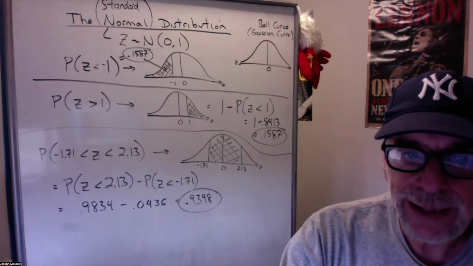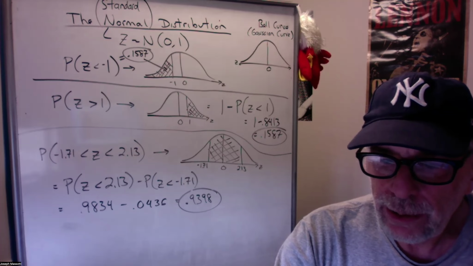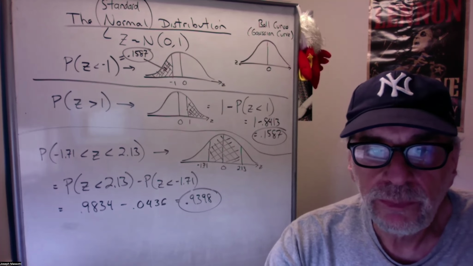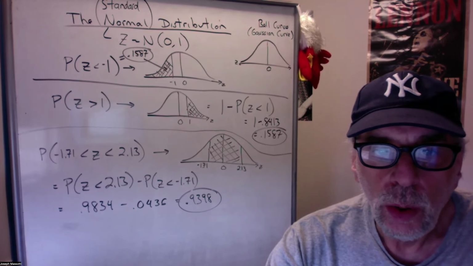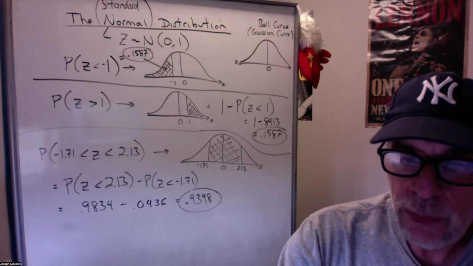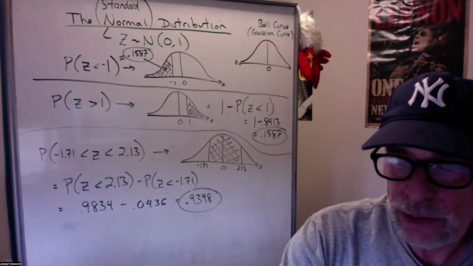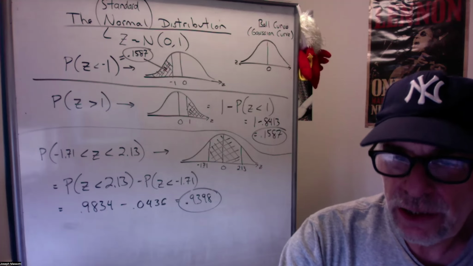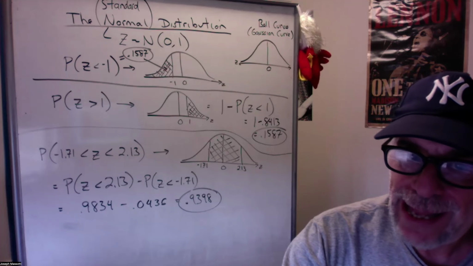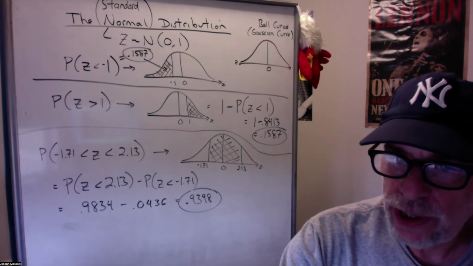All right, so that's less than negative 1. Now what about greater than 1? Greater than 1, we want this area here. But since the table gives us probabilities to the left of the number, and that's all the table can do for us, we're going to use the idea that the total probability is 1, and we're going to subtract off the probability less than the number we're looking for, and that's how we're going to get our answer.